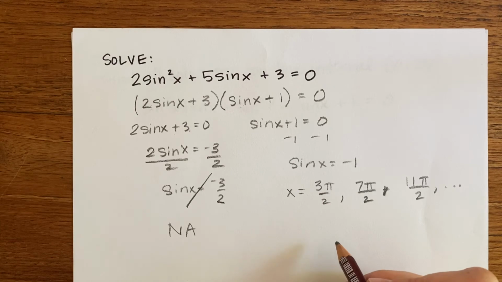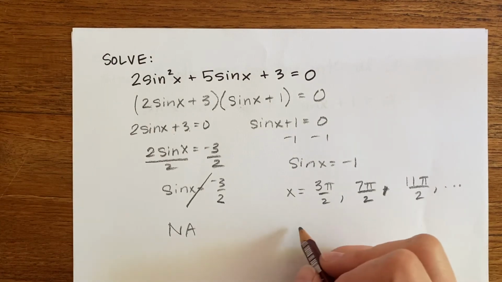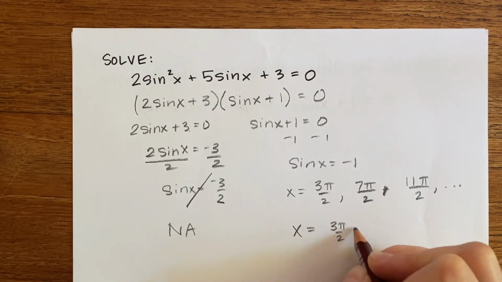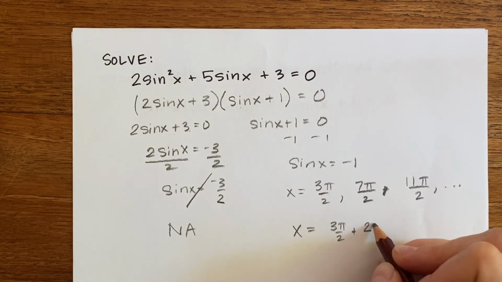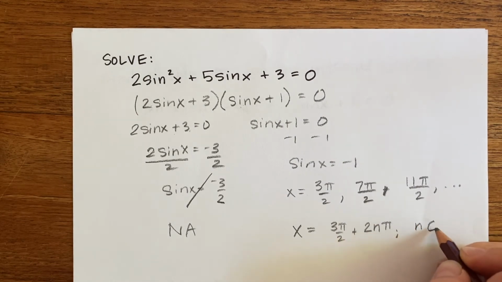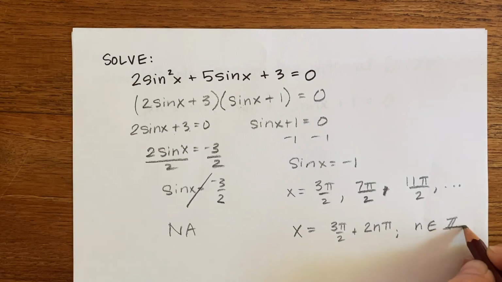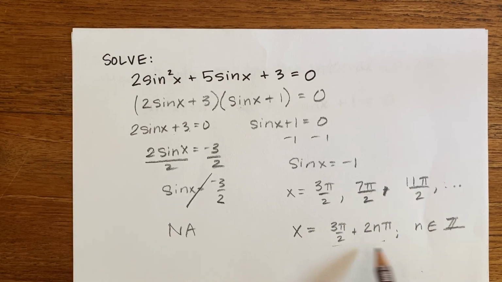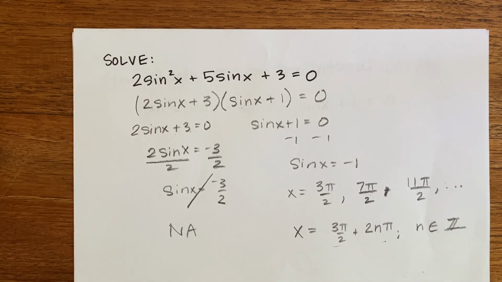If we want to solve for all of the values, x is equal to 3 pi over 2 plus 2n pi, as long as n is an element of the integers, and we use that sort of fancy Z for the integers. So we keep adding 2 pi. There we go. That solves for all of them. Stay tuned for the very last one.